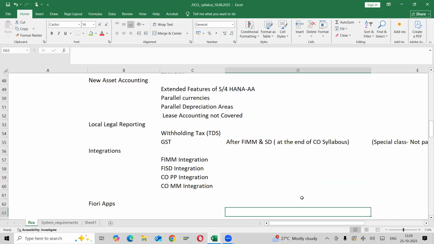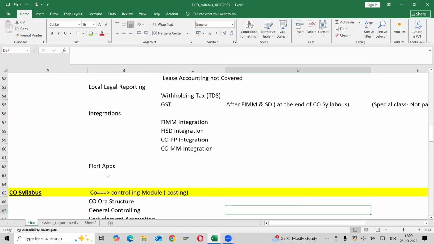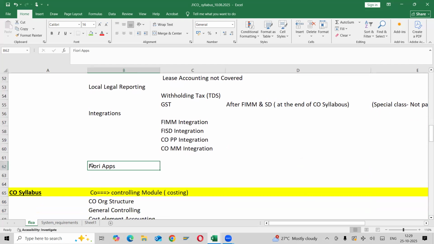And in this course, we are going to cover Fiori apps also. This is the latest; it's an application that can be used on a mobile phone or tab, from anywhere. You can use Fiori apps, right? And the controlling module, this is the structure.